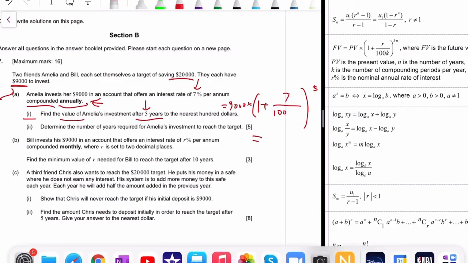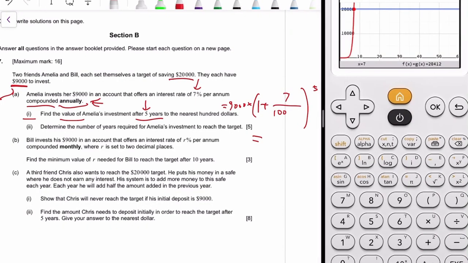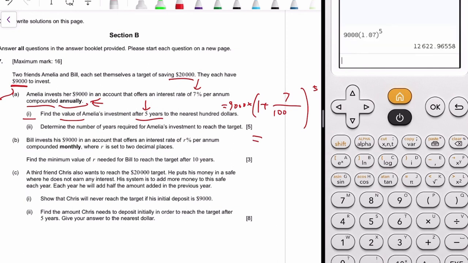So this is where you just use a calculator. I guess for completeness, I'll do it. So we got about this much. Oh, they want the nearest 100, so you should do the nearest 100.